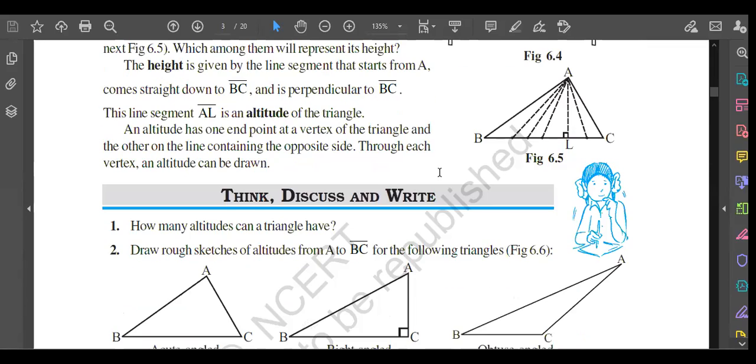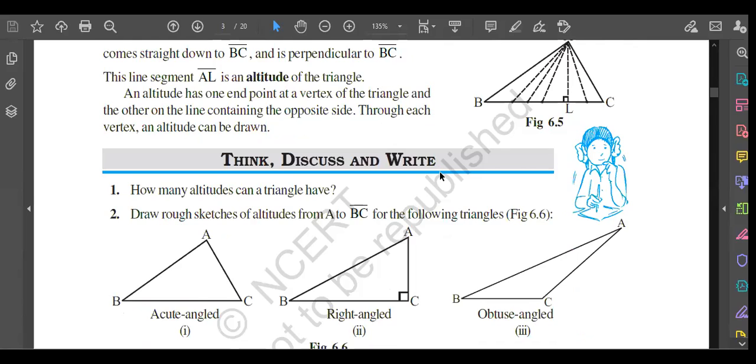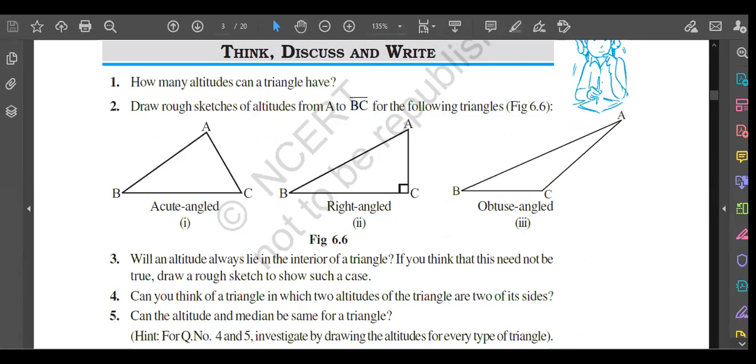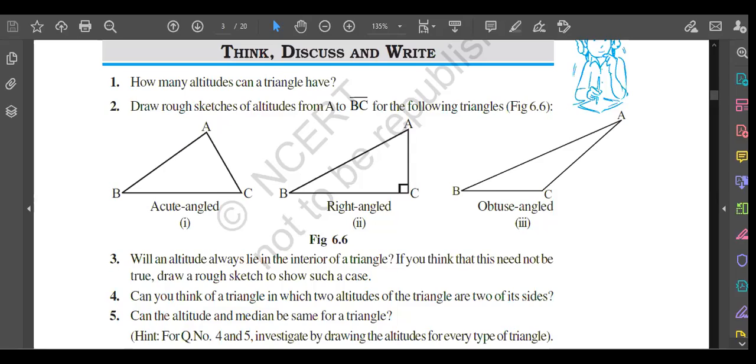Now just think about this. How many altitudes can a triangle have? Tell me. How many? We have three sides, so obviously three altitudes, right? Three sides, three altitudes, right?